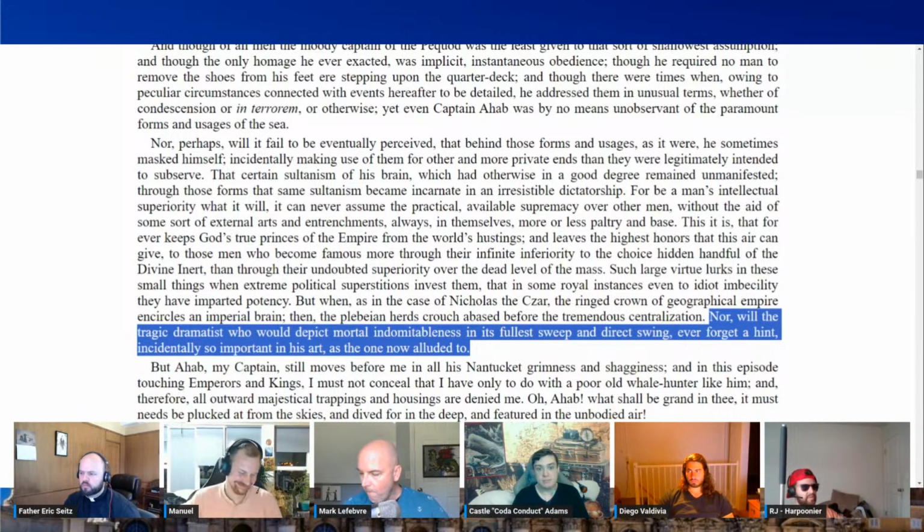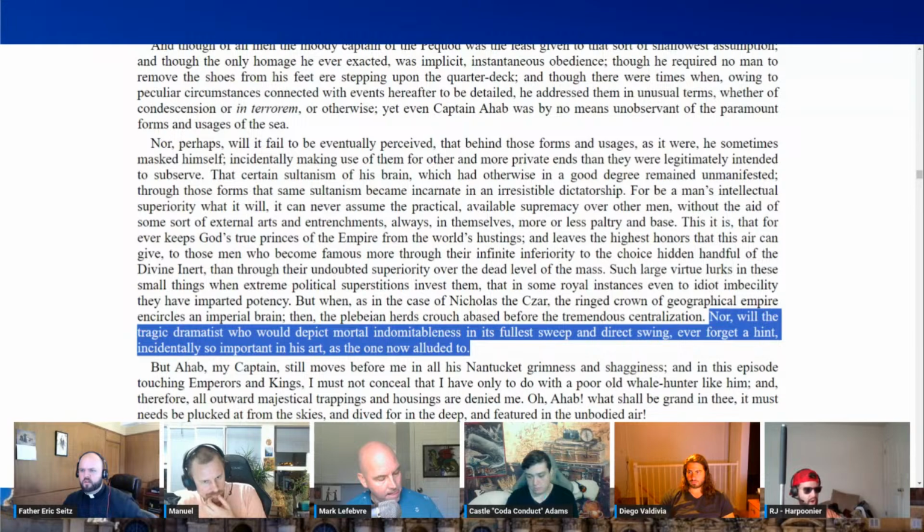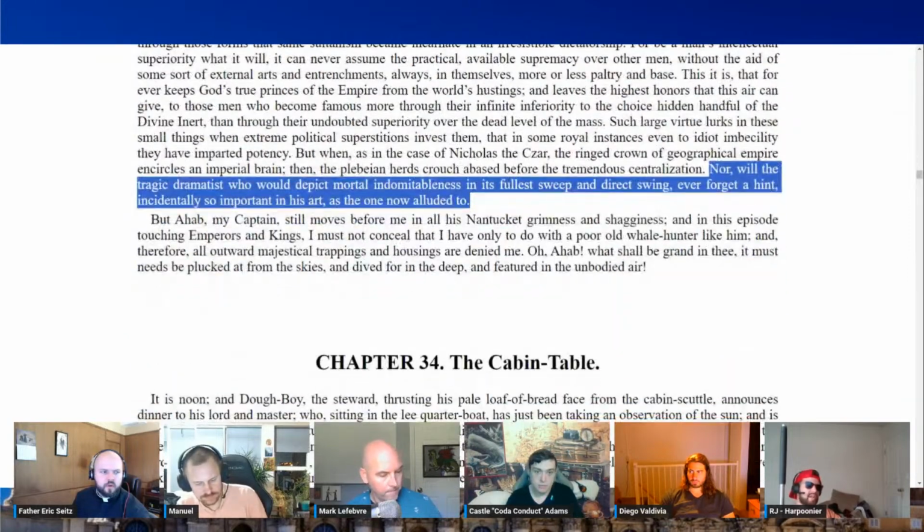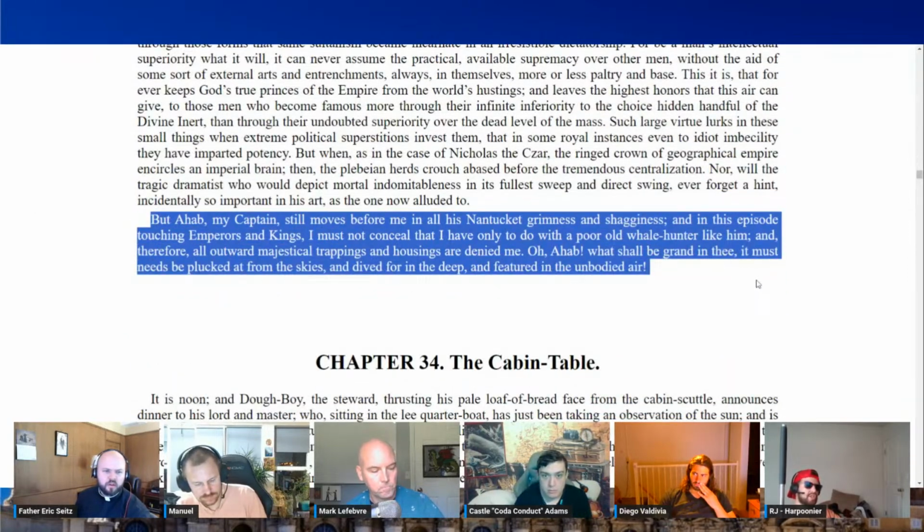And it's very interesting. So he's now called out all these types and forms of how things should be organized. You've got the sort of Gnostic-y stuff. You've got the power for power's sake and through power and will kind of thing with Tsar Nicholas. And then he goes into, "But Ahab, my captain, still moves before me in all his Nantucket grimness and shagginess.